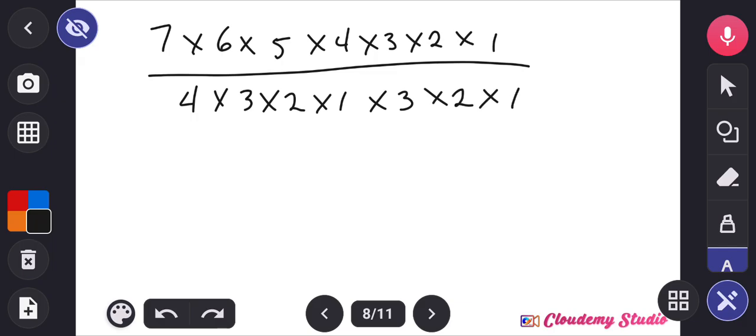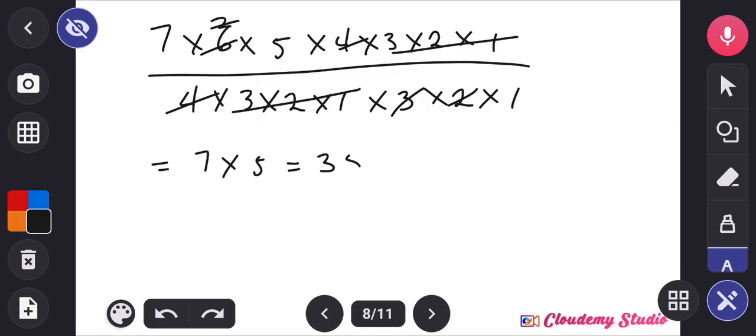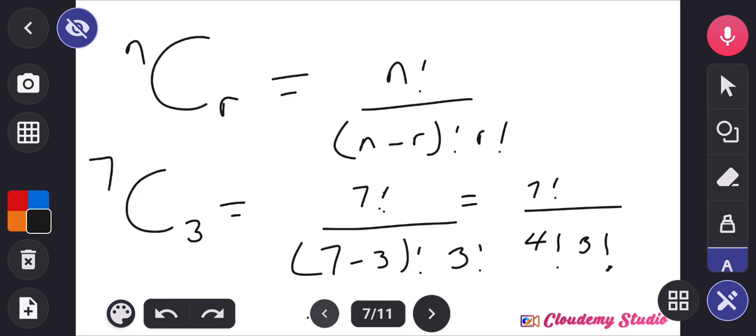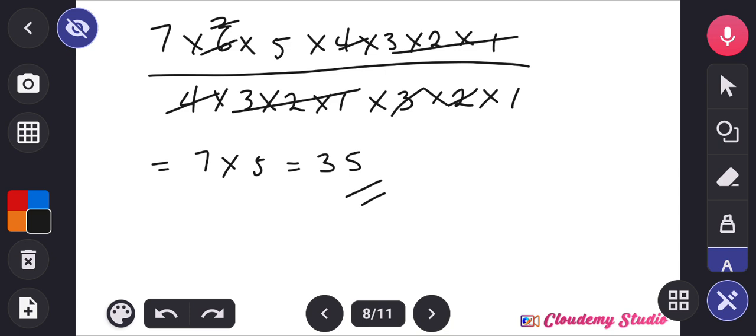Now look at it. 4 cancels 4, 3 times 2 times 1 cancels this one, right? 3 here 1, 3 here what? 3 here 2. 2 here 1, 2 here 1. And we are left with what? We are left with 7 multiplied by 5. And that's equals to what? That's equals to 35. You understand? Which means combination 7 3 equals to what? Equals to 35. As simple as that.